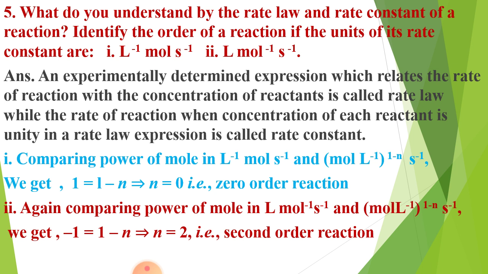Now we have to identify the order of reaction from the given units. First, comparing the power of mole in liter inverse mole second inverse and mole liter inverse to the power 1 minus n second inverse. Now look, mole liter inverse has power 1, second inverse cancels. So we get 1 equal to 1 minus n. Here n equal to 0. So that's why this indicates a zero order reaction.